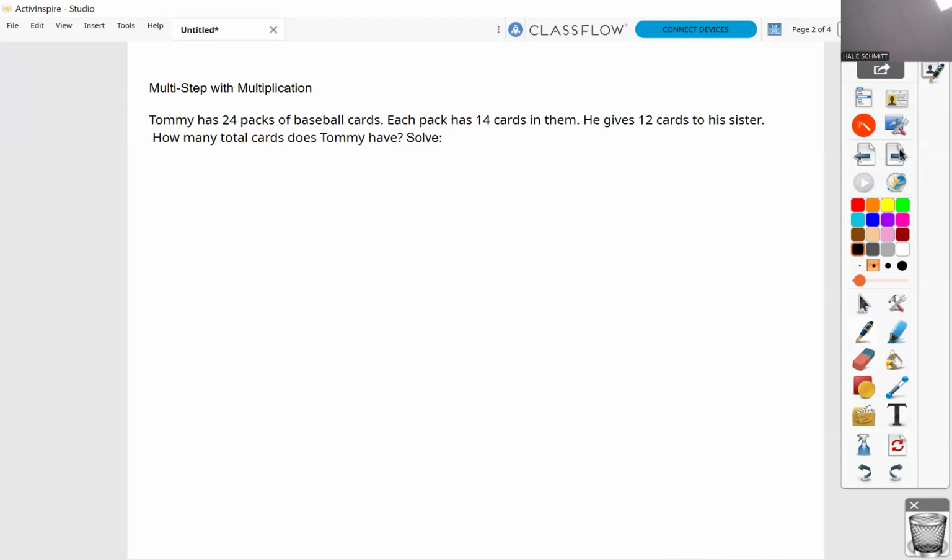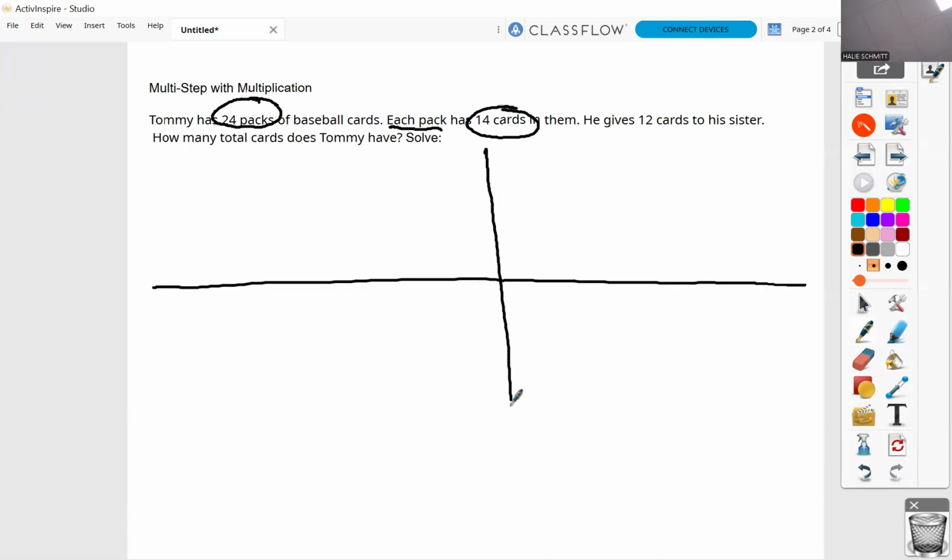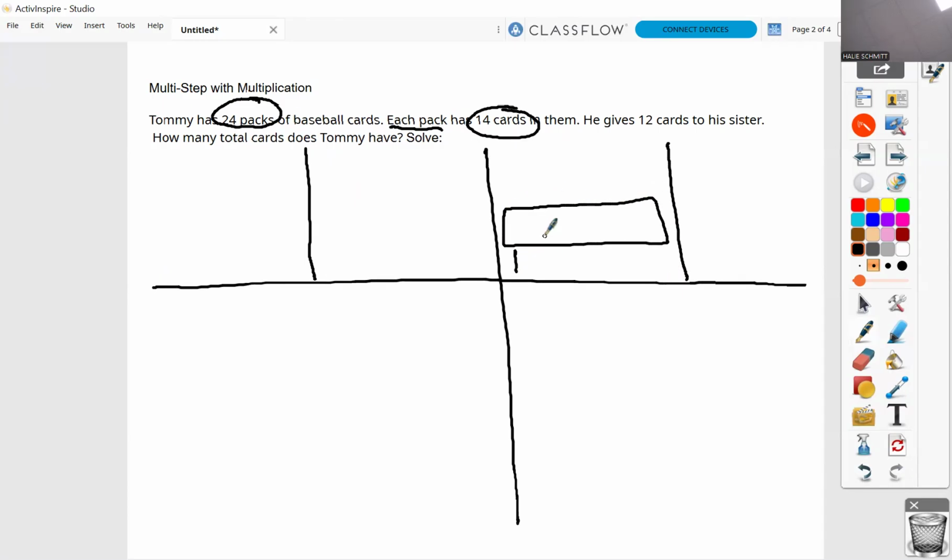So let's say we want to keep going. So I'm now doing this with multiplication multi-step. So the way we work this through, we still read it. He has 24 packs of baseball cards and each pack has 14 cards in them. Stop. When we have multi-step, the way that we do this is we break it down sentence by sentence. So 24 packs of cards. 1, 2, skip a few, all the way to 24. Each pack has 14.